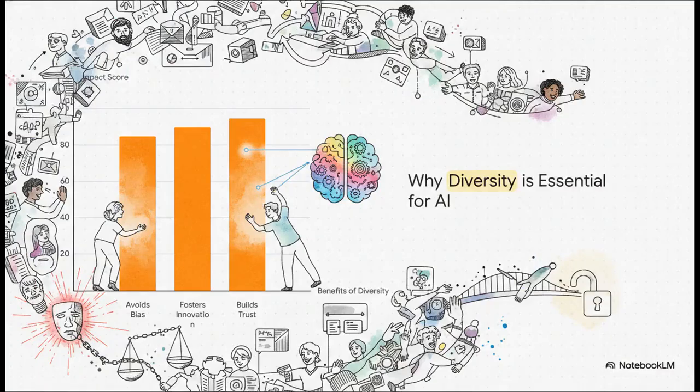Now, to make sure that AI actually serves everyone, diversity in its creation is absolutely essential. Think about it. If the data used to train an AI is biased, the AI will just reflect and even amplify that bias. But diverse human perspectives lead to more creative solutions, and, this is crucial, they build trust by making sure these powerful systems are relevant and fair to the communities they're supposed to serve.